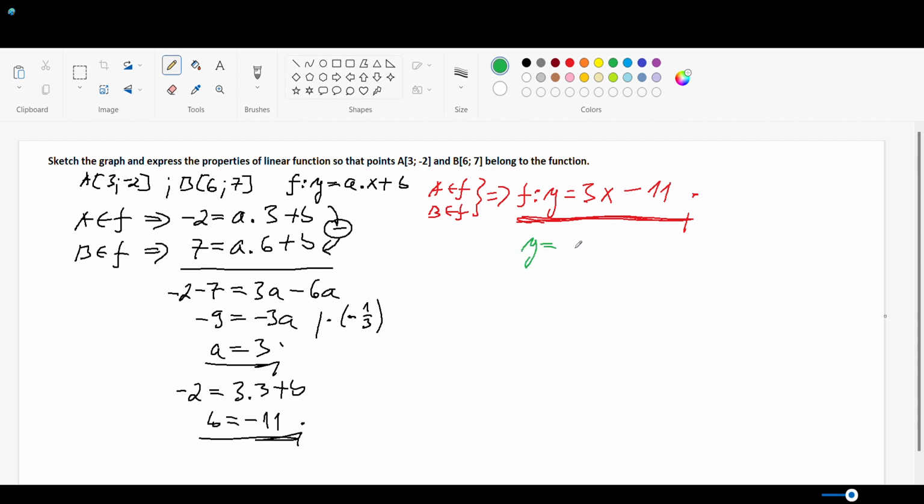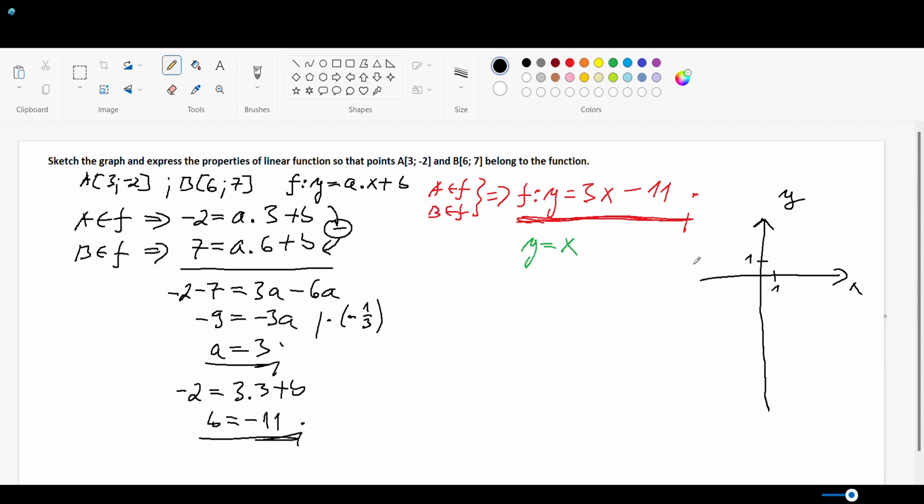Let me denote it by green. So our parent function is y equals x. Let me draw the xy plane, and as you probably know, the reason for drawing the xy plane like this is very simple, because this number means that we will move the parent function, or not the parent function but the 3x function, after the first transformation 11 points down. But let me slow down.